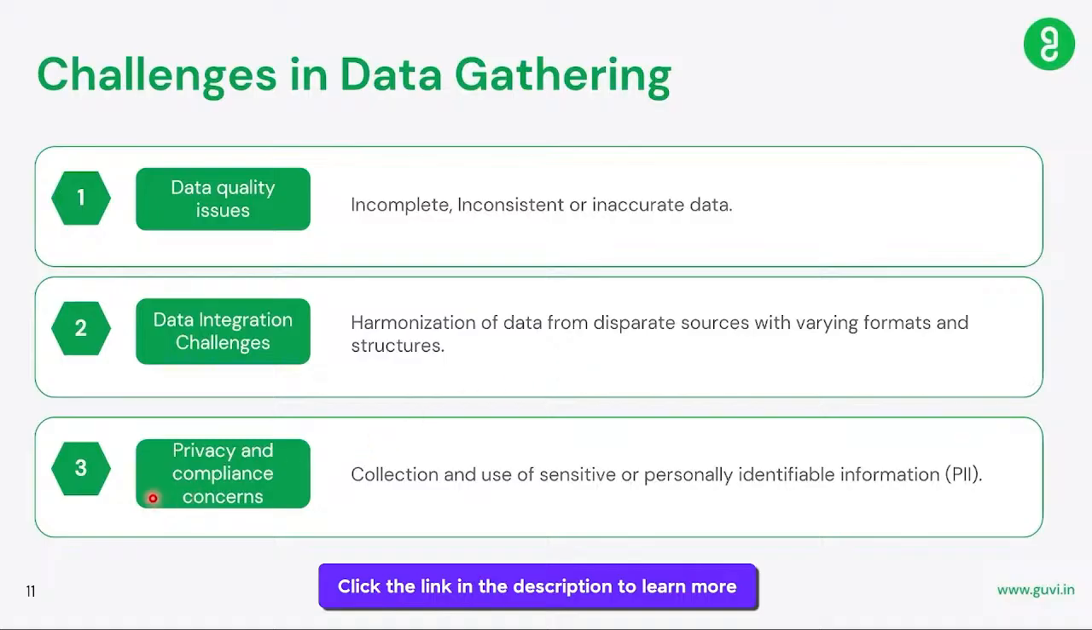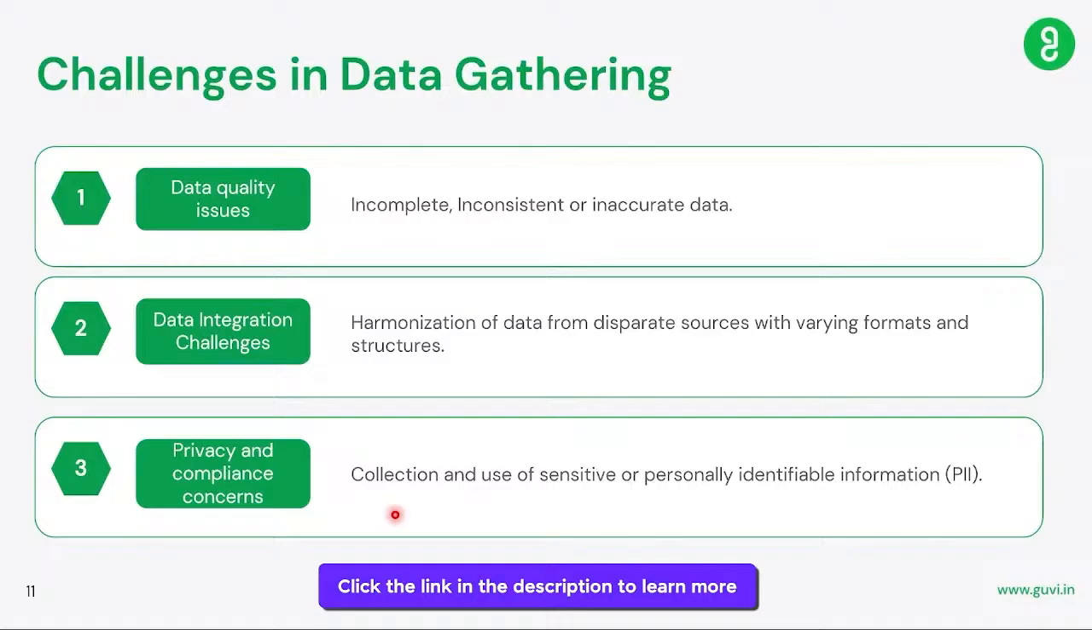The third important point that I want to bring up is the privacy and compliance concerns. Privacy and compliance concerns are critical considerations when gathering data, especially in light of increasing regulations and concerns about data privacy and security. So what do the organizations need to do? Organizations must adhere to the privacy laws and regulations governing the collection, storage, and use of sensitive data and PII, personally identifiable information.